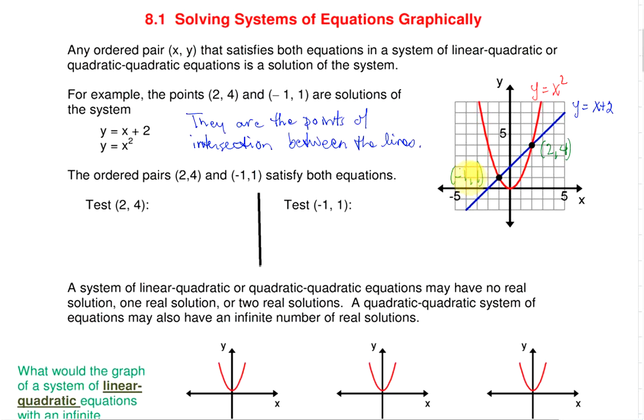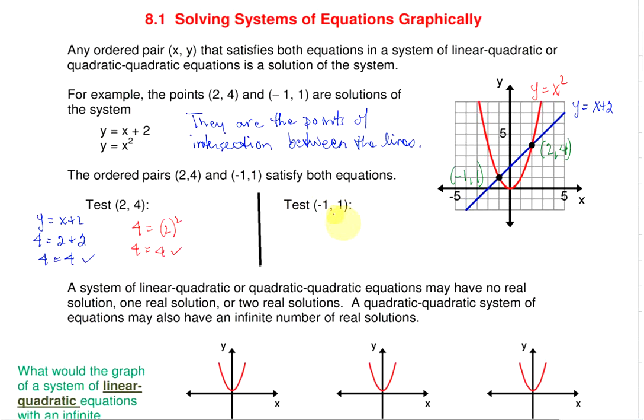Now, if they are solutions, then they will satisfy both equations. That means the point (2, 4) should satisfy both y = x + 2 and y = x², and the point (-1, 1) should also satisfy both. So let's try that out. Y is 4 and x is 2, so we substitute that into our linear function and get 4 equals 4, so that works. Then if we plug that into our quadratic function, we get 4 equals 4 again, and so that works.